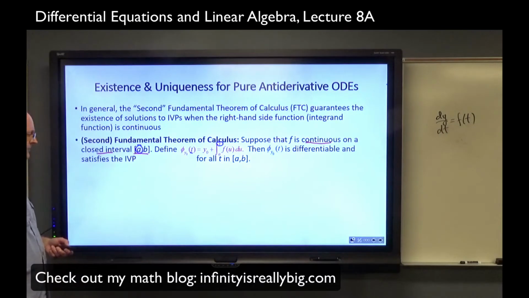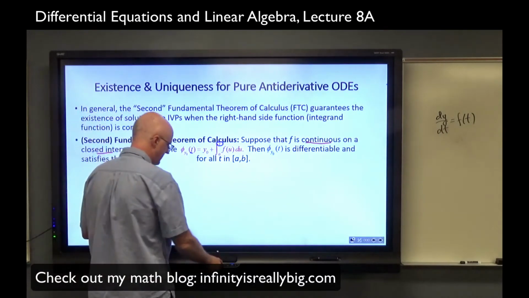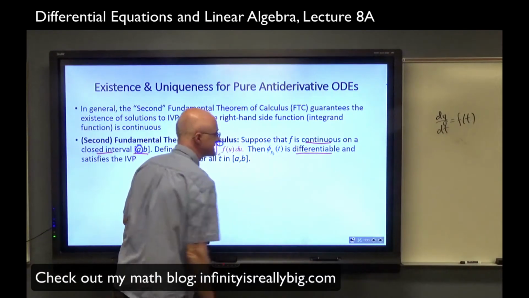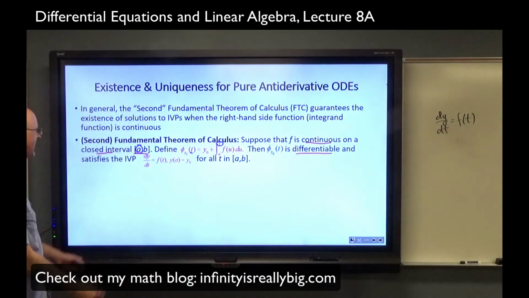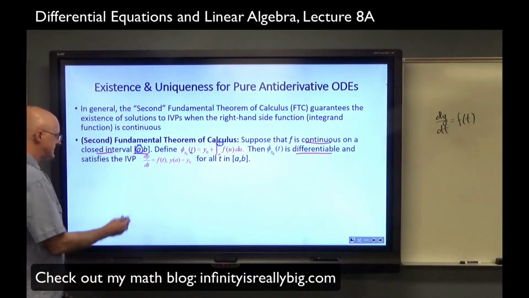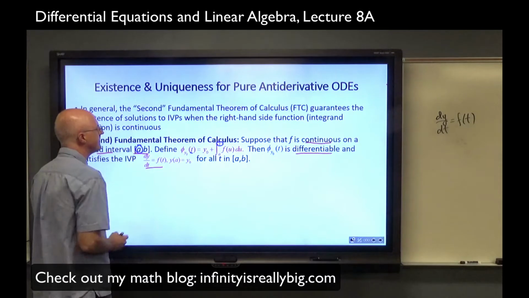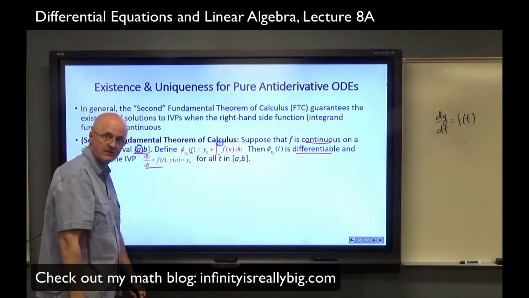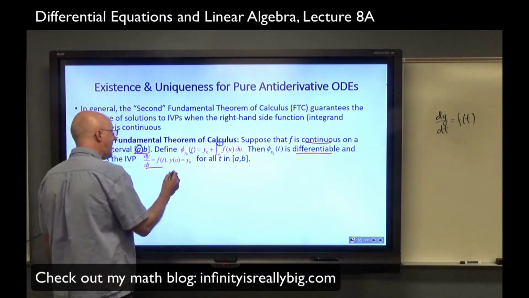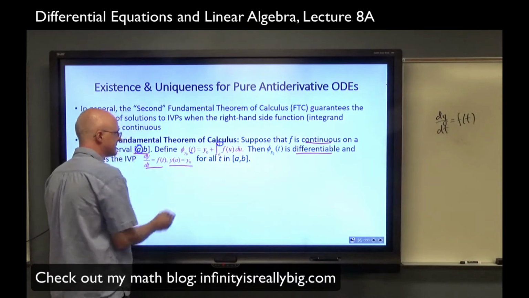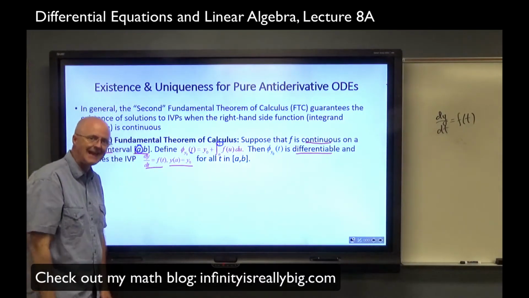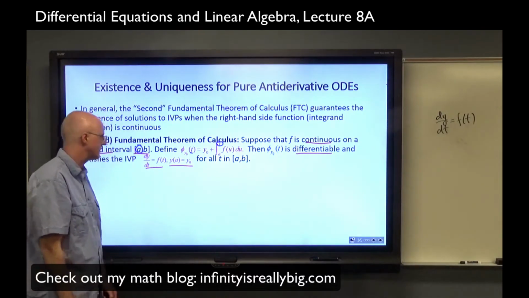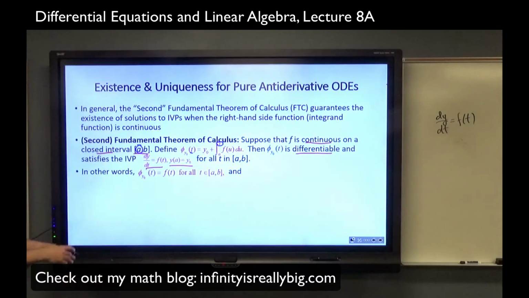Then we can conclude that this function phi sub y0 of t is in fact differentiable. It's got a derivative, and it satisfies the initial value problem dy/dt equals f of t. It is an antiderivative of little f. And y of a equals y sub 0. When you plug in t equals a into this function, you will get y sub 0. And that's what I say right here.